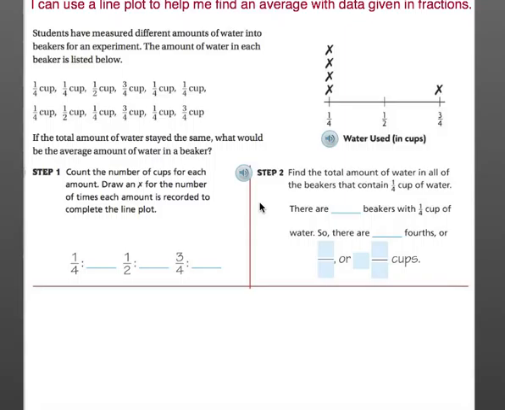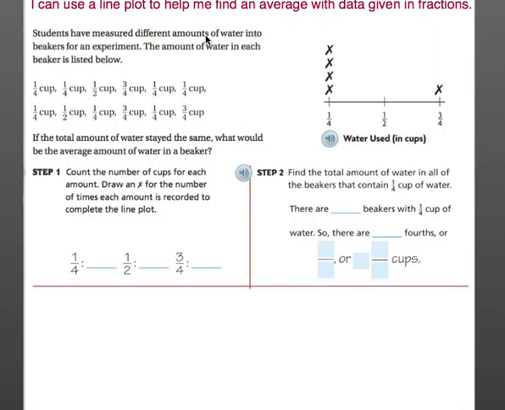So the learning goal for today's math lesson is I can use a line plot to help me find an average with data given in fractions. Line plots are things that you've seen in school before, and I'm going to give you a brief overview on a line plot just to review. And fractions we've been learning for the last 3 units. So we're going to be combining the information that we know about each of those things to do a little problem solving using line plots.